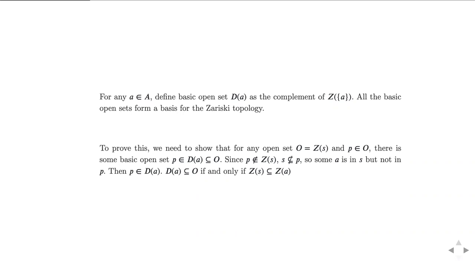Then we take a point P. Since this P is not in the zero locus of this S, this means that S will not be a subset of the homogeneous ideal P. Then some element a of the graded ring A will be in S but not in P. Then this means that P will be in this basic open set. So we get that the basic open set D(a) is a subset of O if and only if the zero locus of S is a subset of the zero locus of the singleton set {a}.